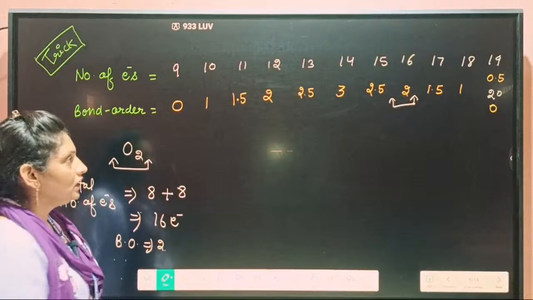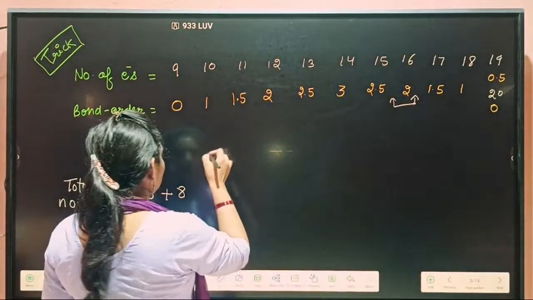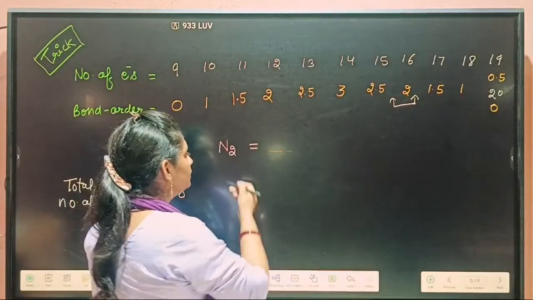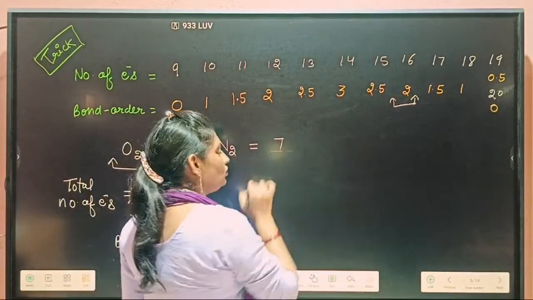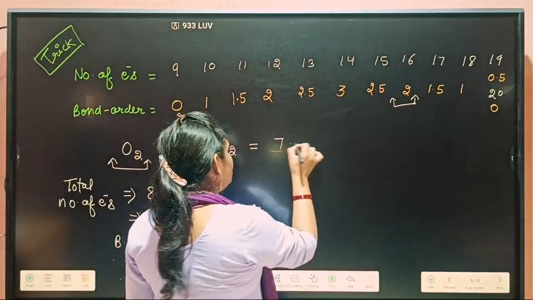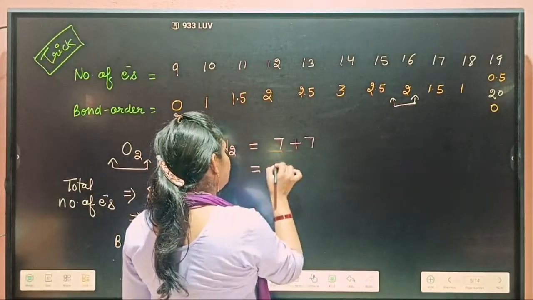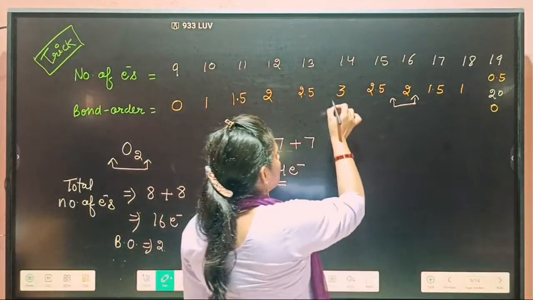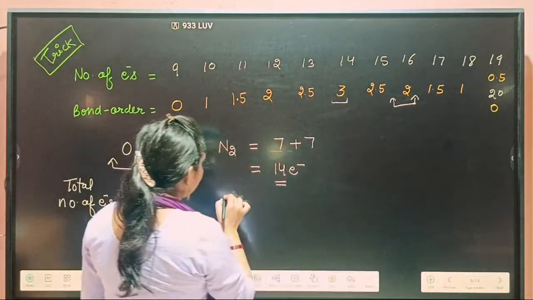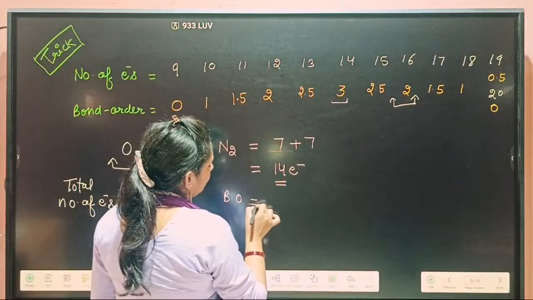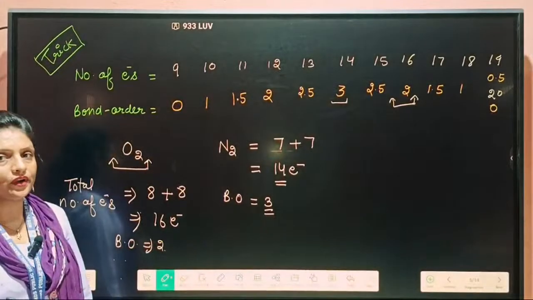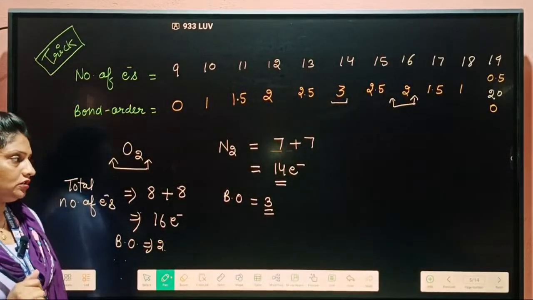Okay students, in case of nitrogen you can see also, one nitrogen has 7 electrons. There are 2. So 7 plus 7, 14. Total 14 electrons. And if electrons are 14, then bond order will be 3. So by using this simple trick also, you can tell about the bond order.